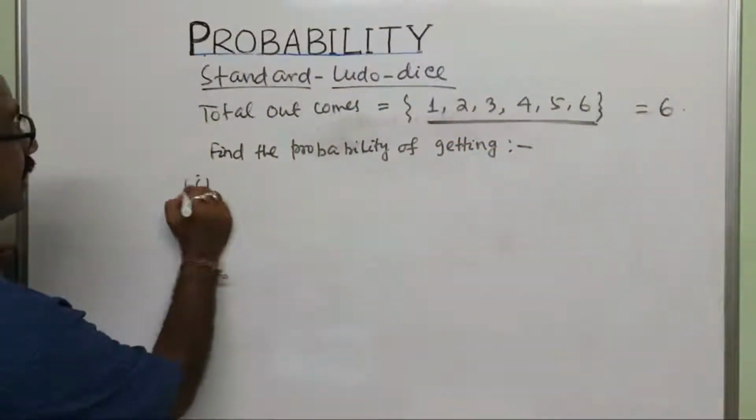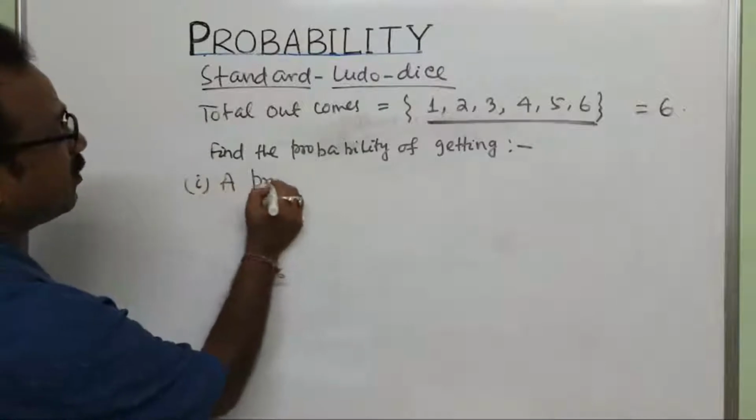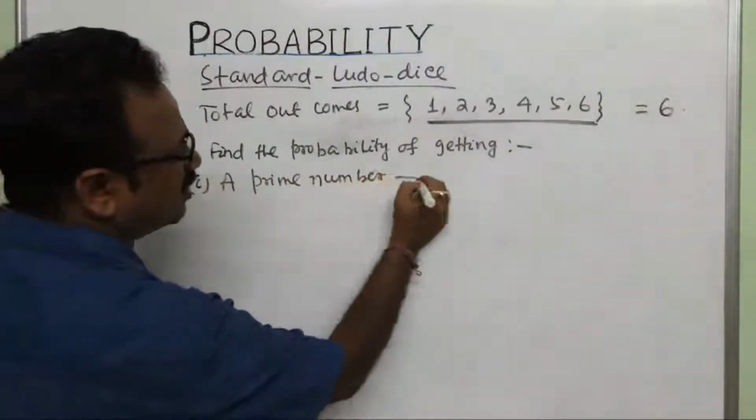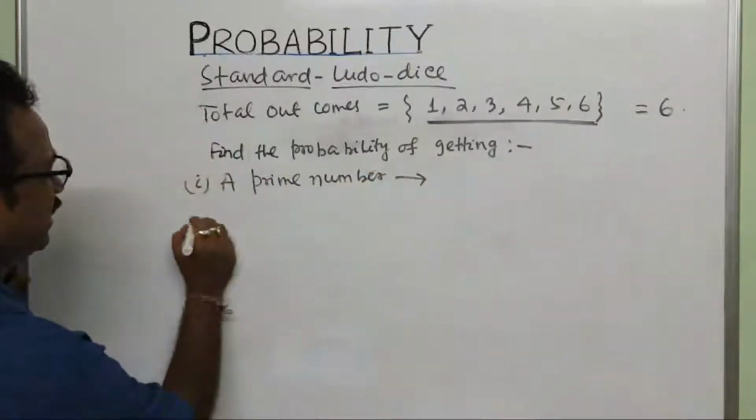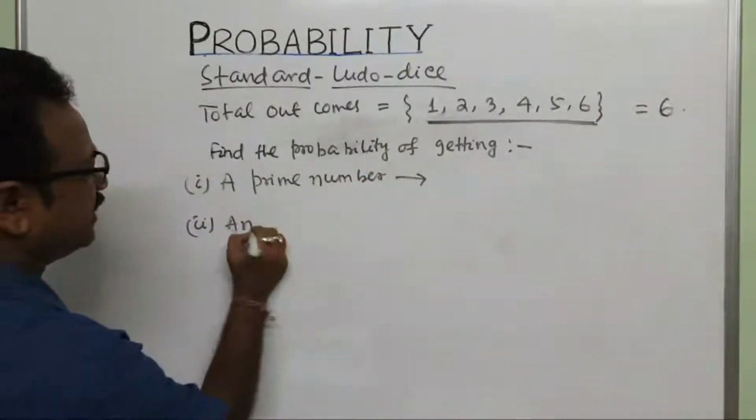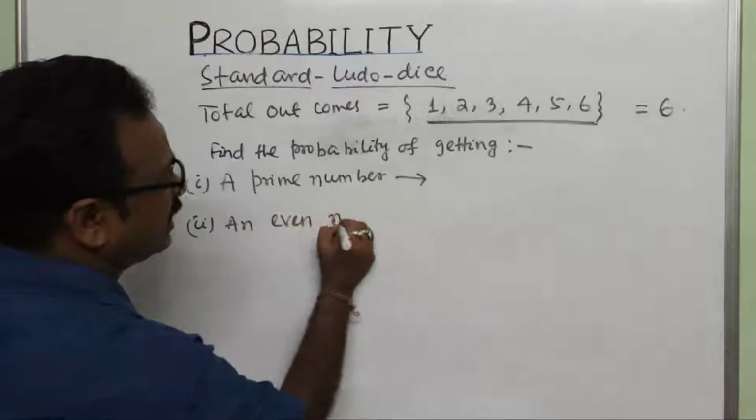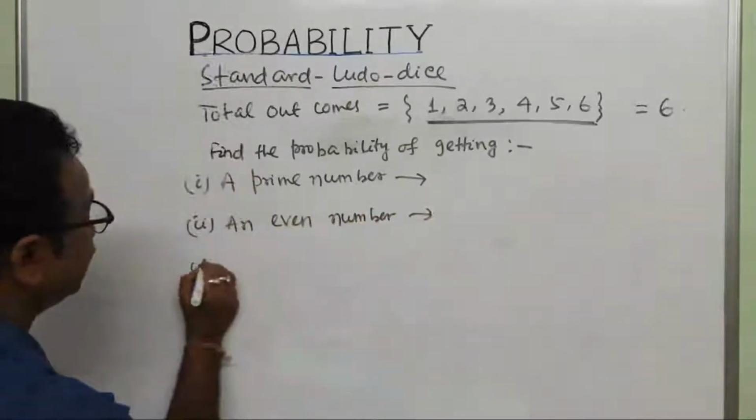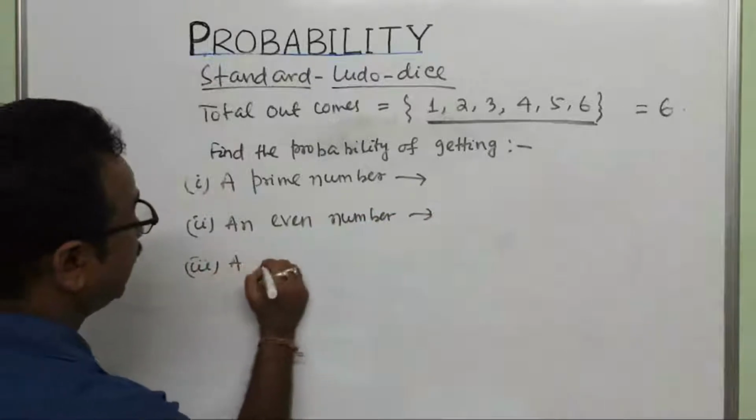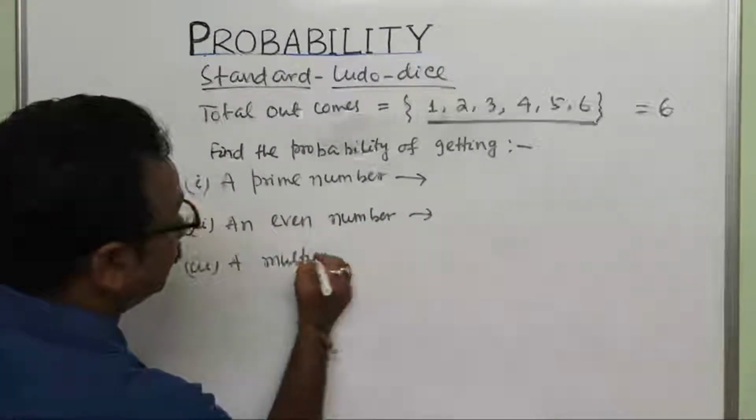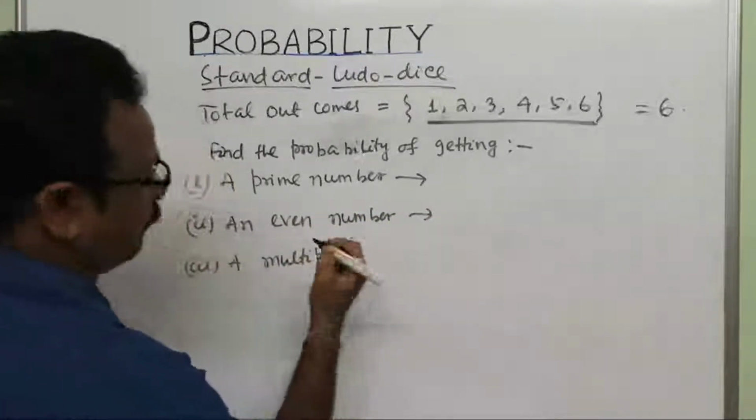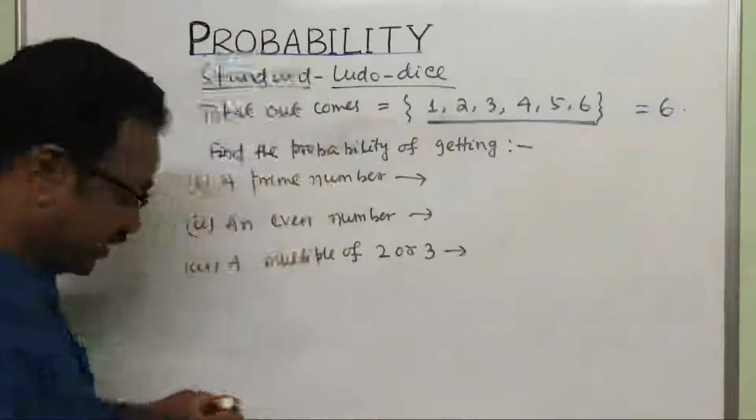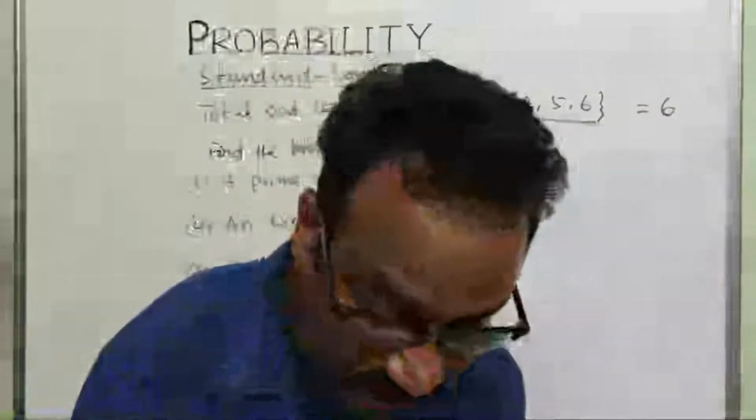part a, a prime number; part two, an even number; part three, a multiple of 2 or 3. Okay. These 3 questions are given.